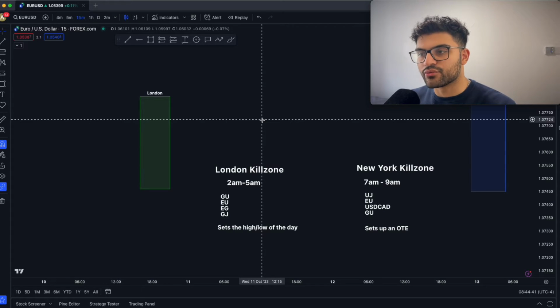Obviously, it's unrealistic catching such a big move. I mean, you'll be having a risk to reward of like 1 to 50 or something like that. All we're going to look for is a 1 to 2 anyway.